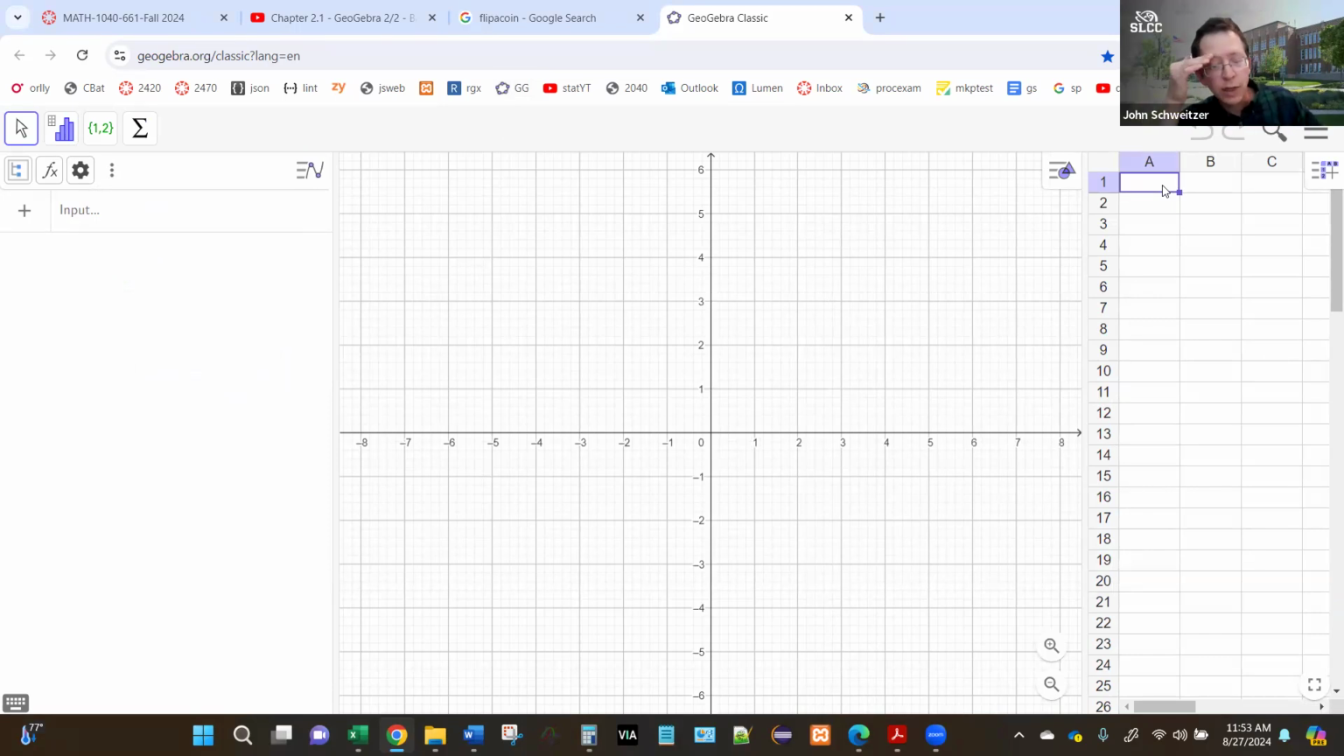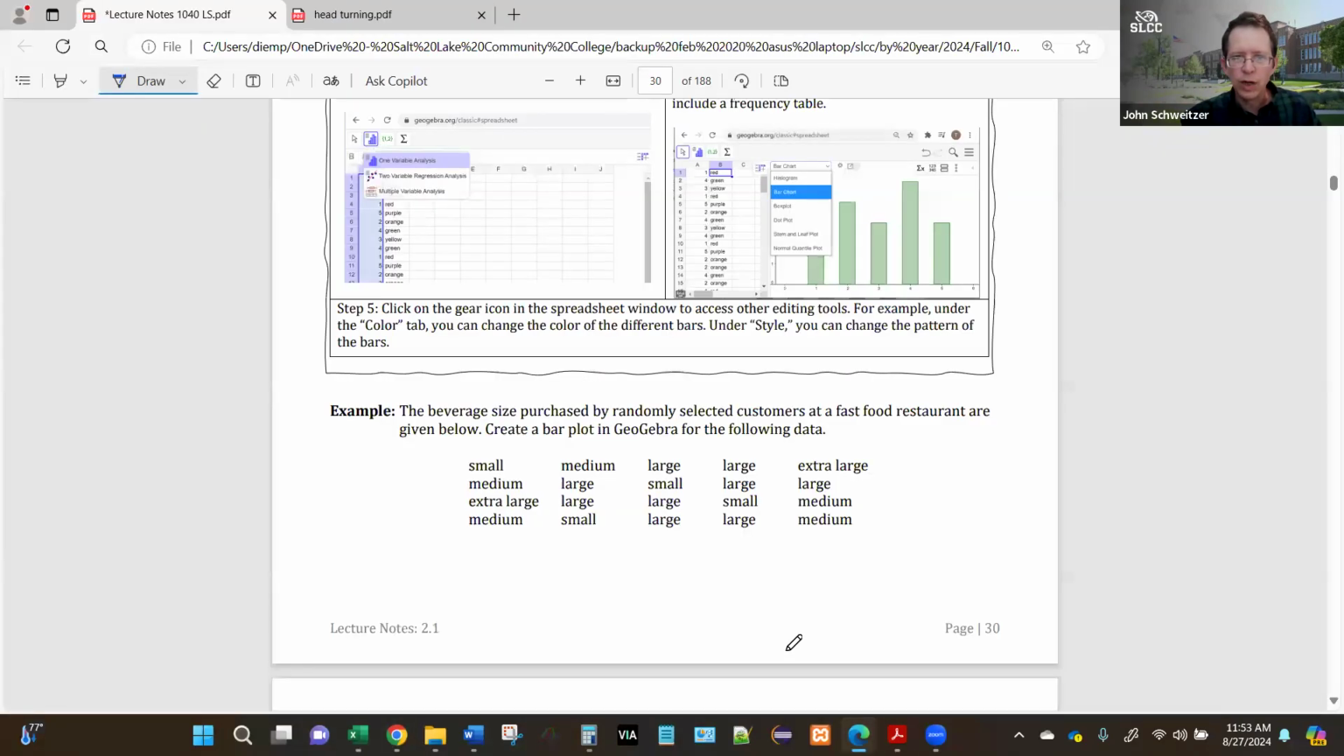Now, one thing about GeoGebra, it doesn't do super well with labels for categorical data. So we're going to have to switch it over to numbers. It's still categorical, but instead of using names for labels for the categories, we're going to use numbers. So small is going to be a 1. Medium, we're going to code as 2. Large, we're going to code as 3. And extra large will be a 4.